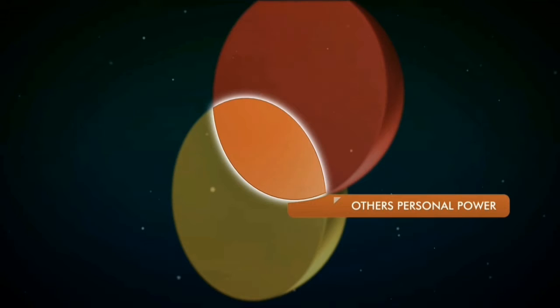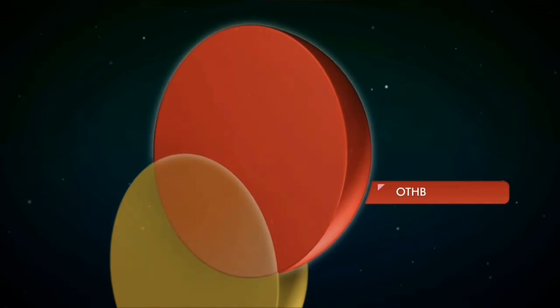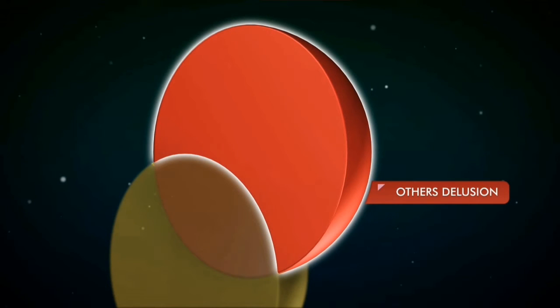And again, when we shift to the red part in this diagram now, the red is the other's delusion. This is where they think they know something, but they're wrong. They're deluded. And because of that, their plans don't work and they end up making mistakes and their life gets difficult in areas where they're acting from their personal delusion.